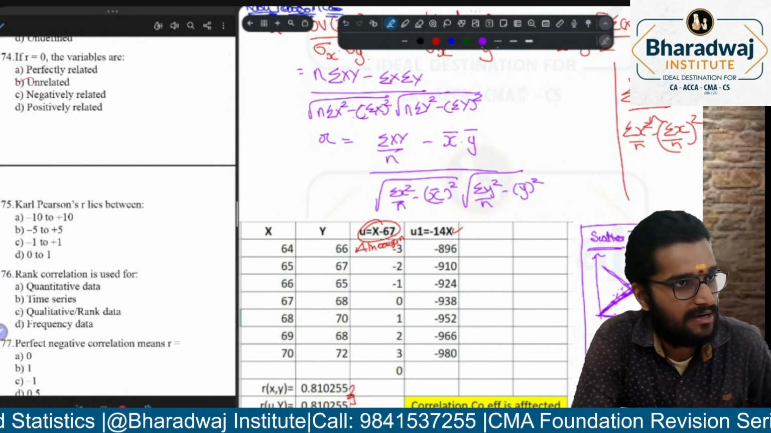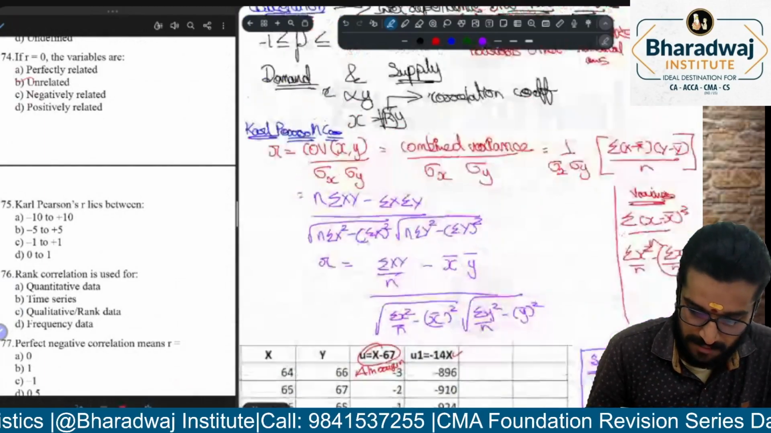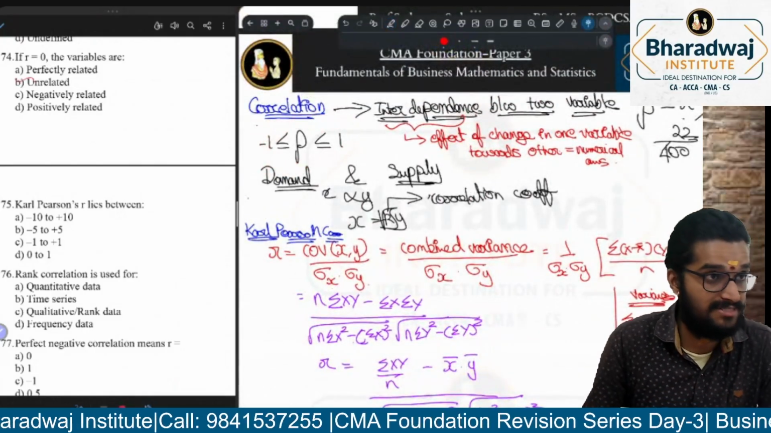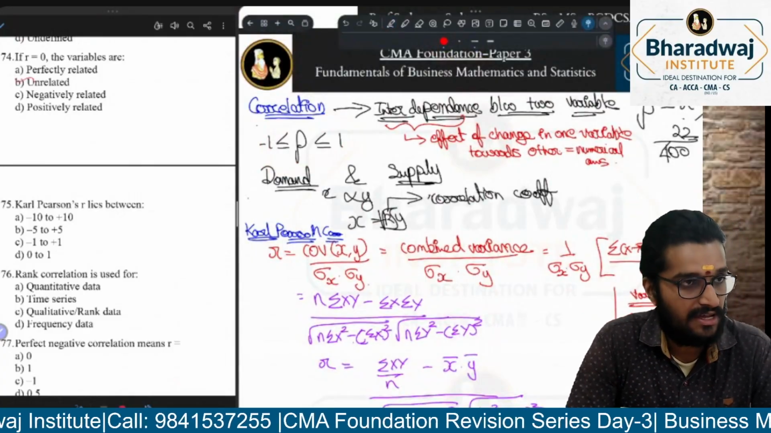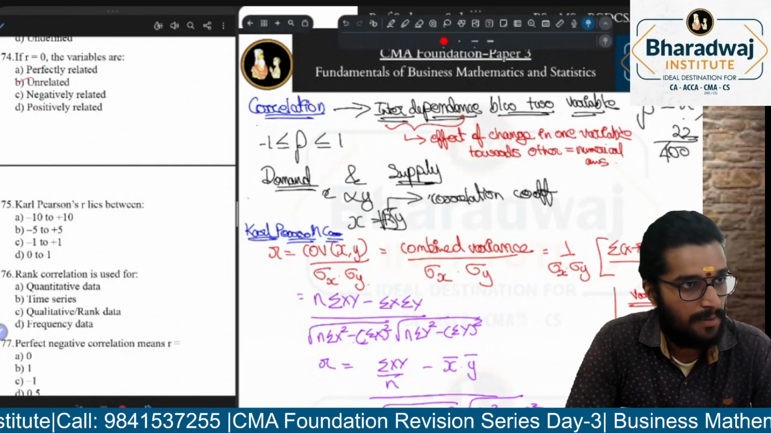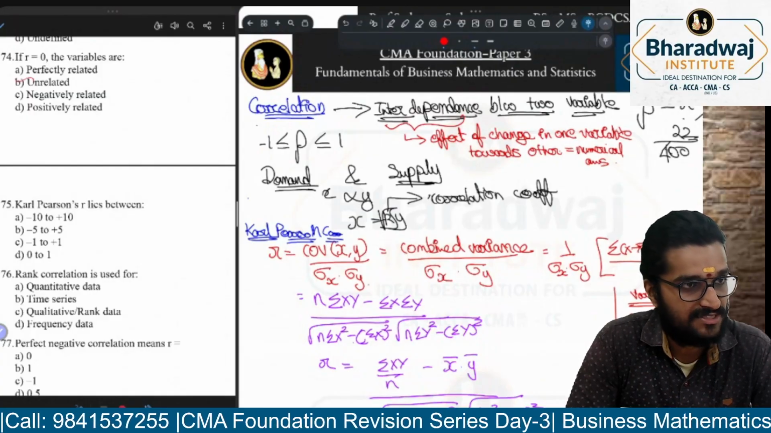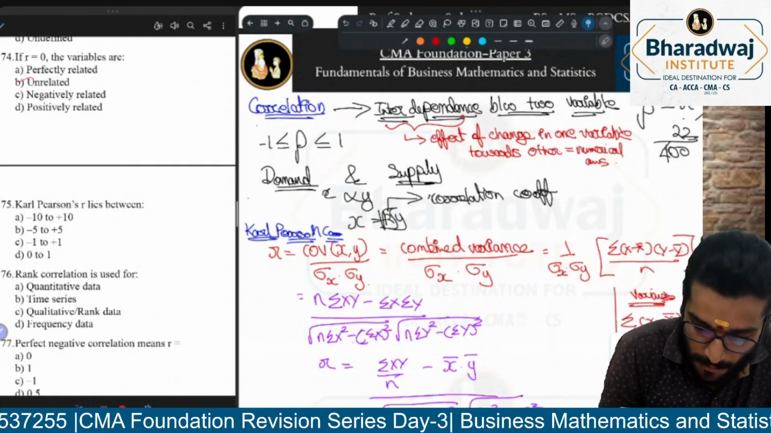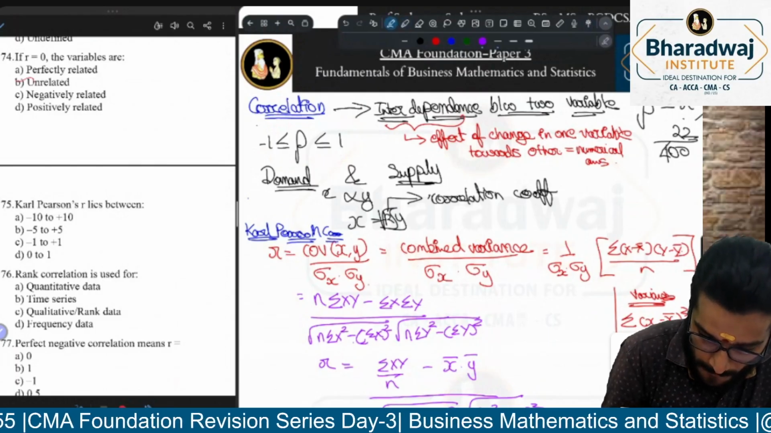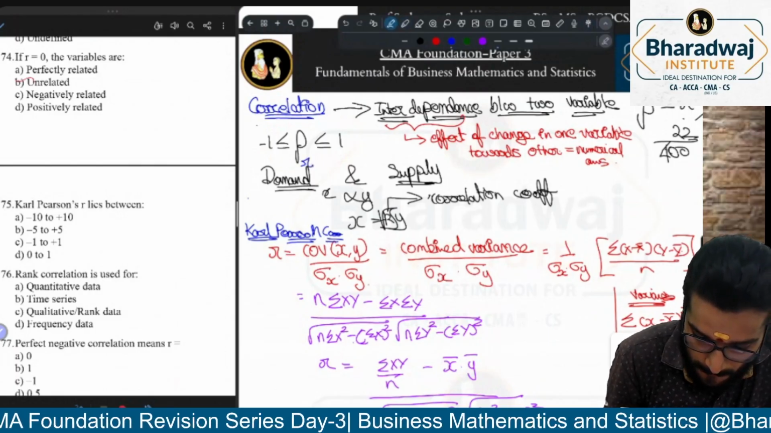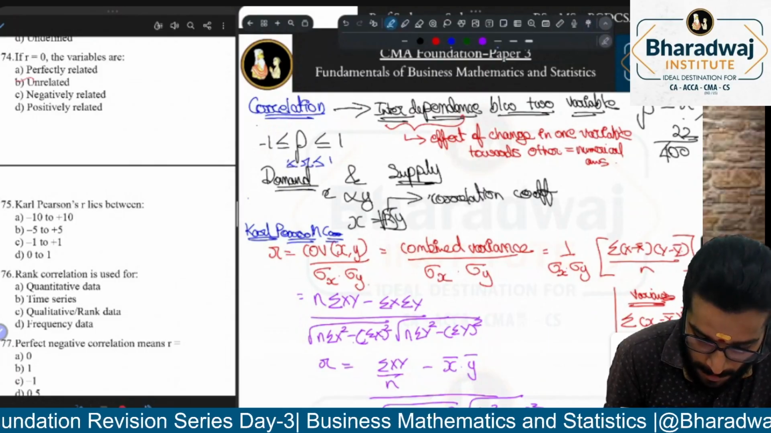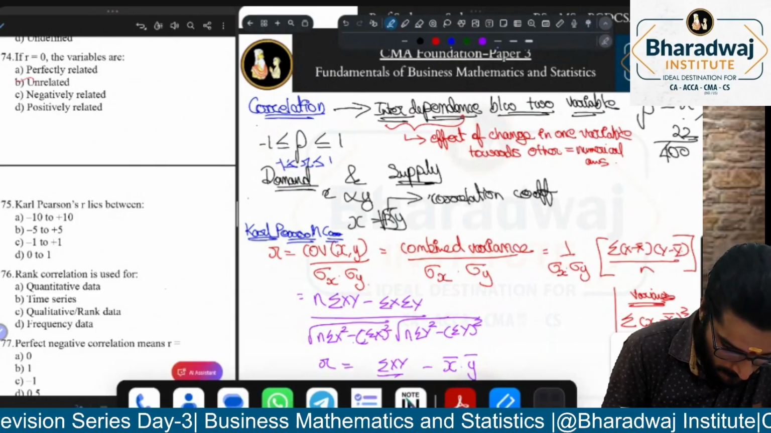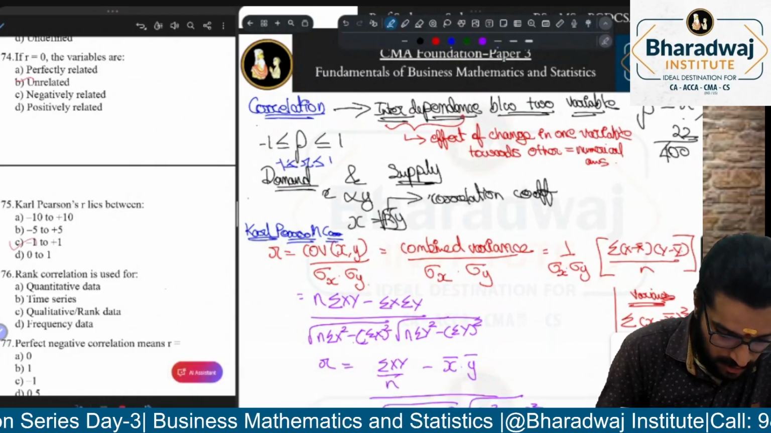Karl Pearson's r lies in between... Just now I mentioned this correlation coefficient lies between plus and minus 1. Technically we have to use the symbol rho, but if the data set itself is a sample from a population, we will be using r instead of rho. So the answer is -1 to +1.